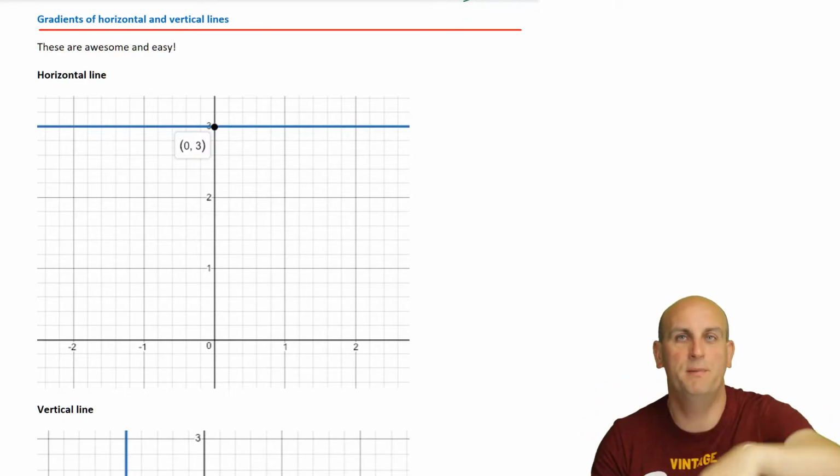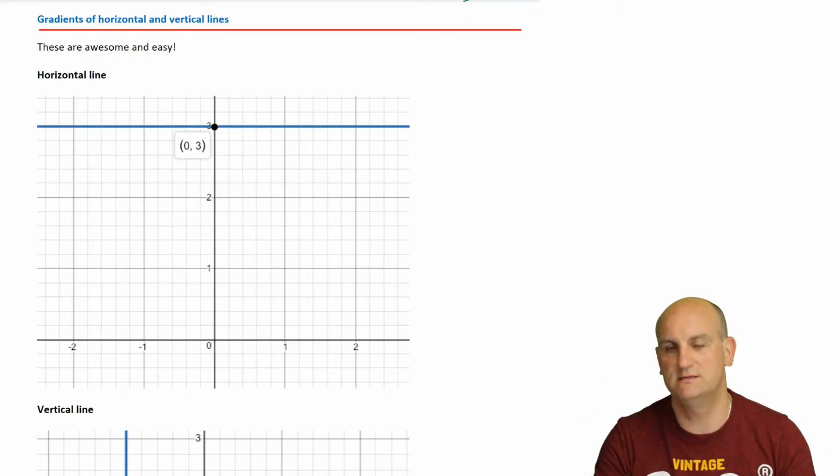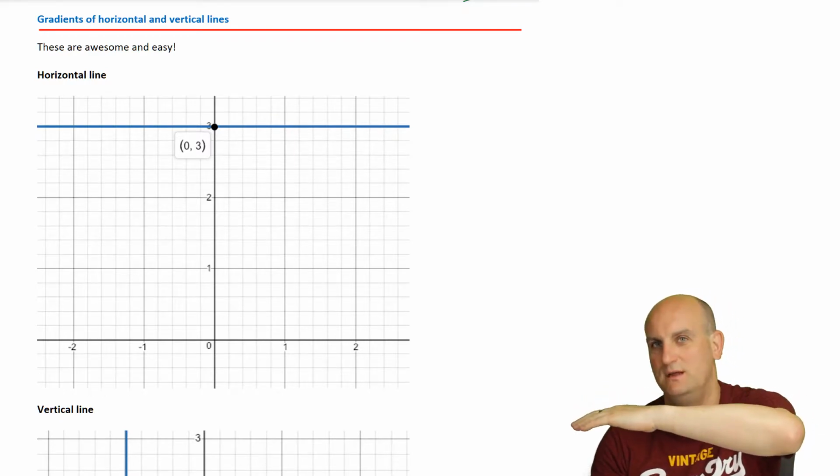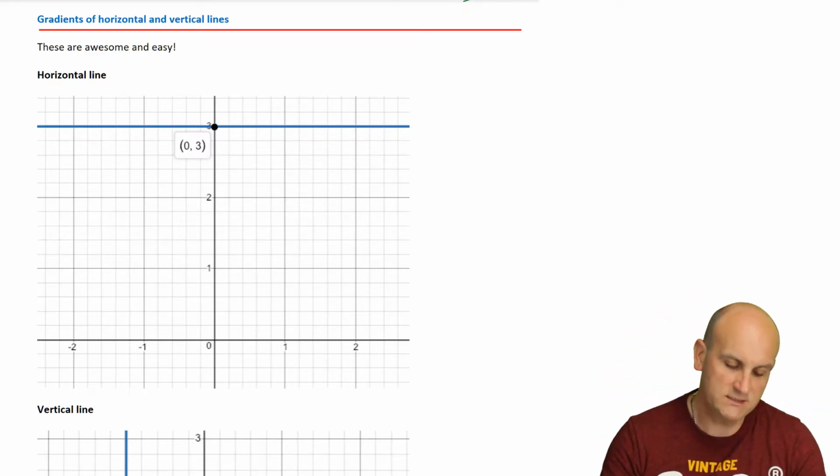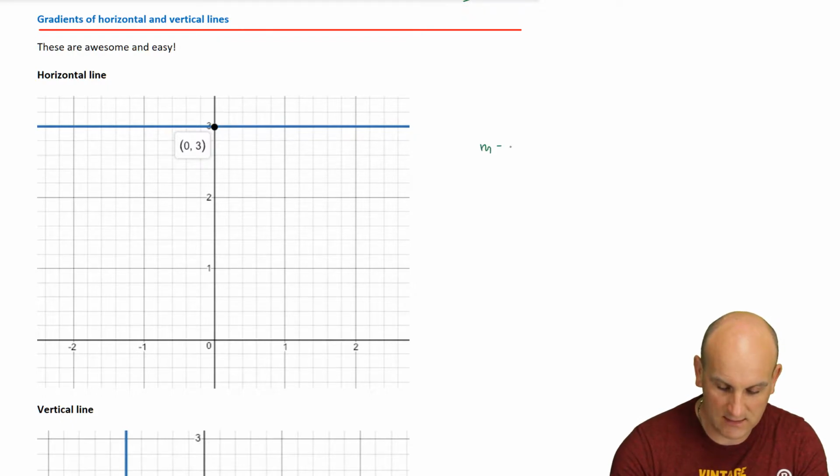We already know that. If you're on a bike trying to go up a hill, the chances are you'd prefer a flat hill, in which case it wouldn't be a hill. But that's a whole new discussion. So horizontal lines have a gradient equal to 0.